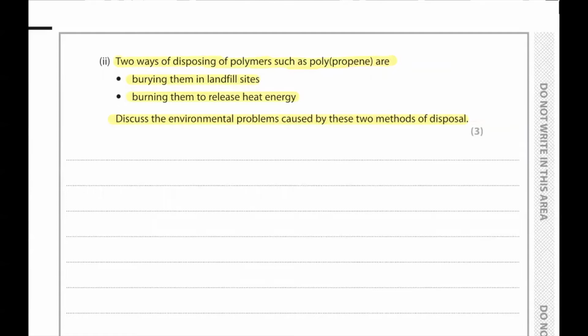Now, if we bury them in the landfills, the problem is that they fill up the landfill. They do not degrade. They do not burn. They do not decompose in the environment. All right, and if we burn them, then they can produce toxic gases.